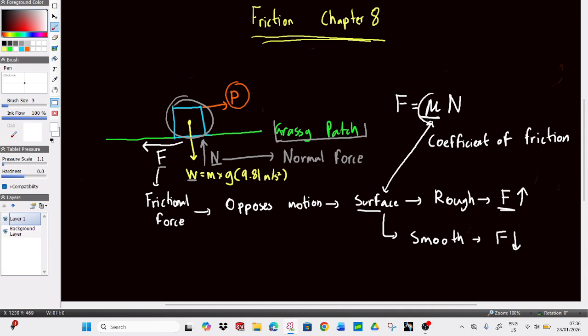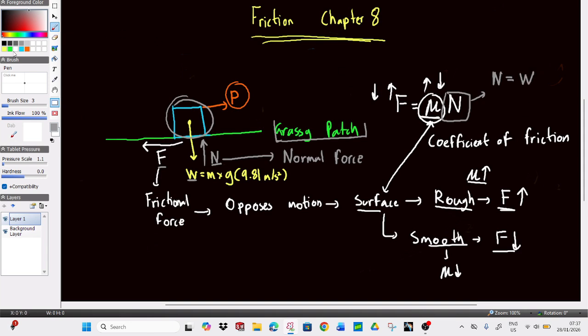This value depends on the surface roughness. If the surface is very rough, that means your U is very high, which of course means your F will also be very high. If your U is very low, your F is very low. It's basically a directly proportional relationship. Your N itself would stay the same, because your N is equivalent to the weight of the box.